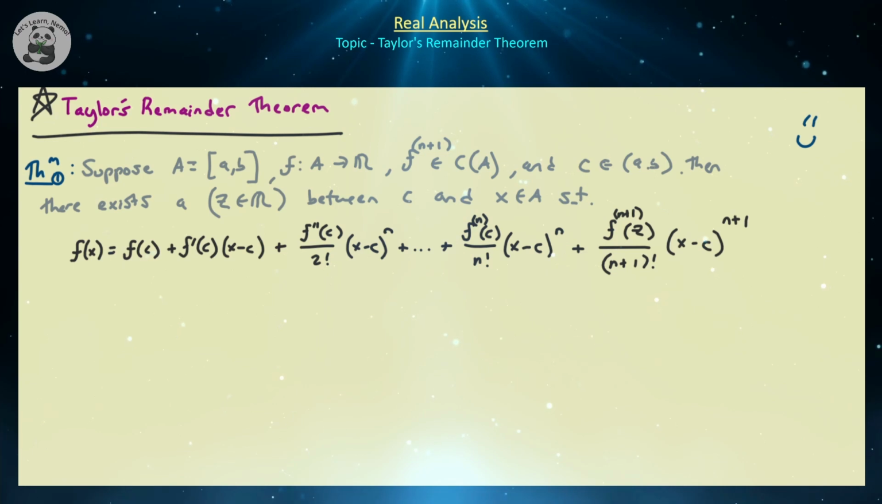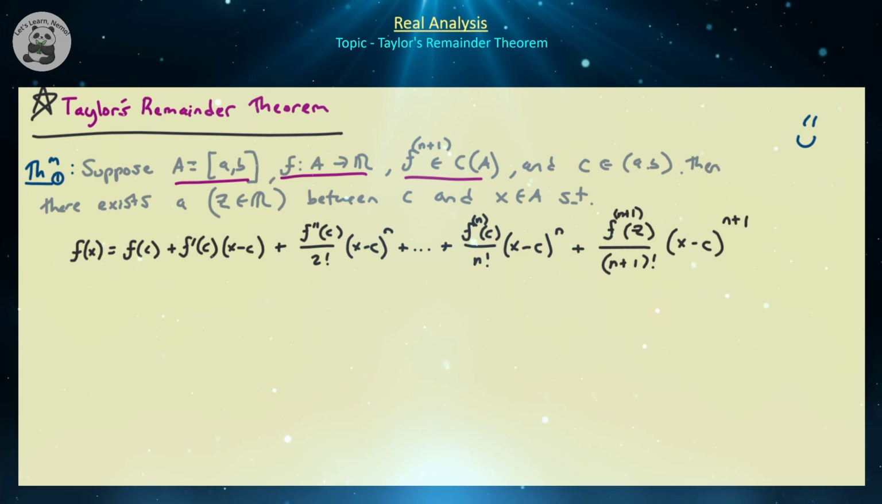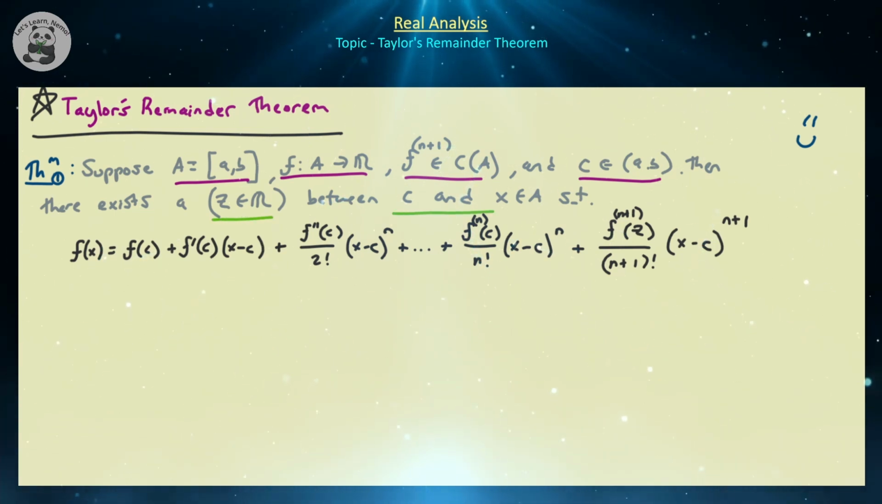Suppose that you have a closed and bounded interval from a to b, and f maps from that interval to R, with the (n+1)th derivative of that function continuous on that interval, which means that the nth derivative and everything below are differentiable functions. Let's assume that c is strictly between a and b. Then Taylor's remainder theorem says the following. There exists a number z that's strictly between c and x such that this expression is valid.